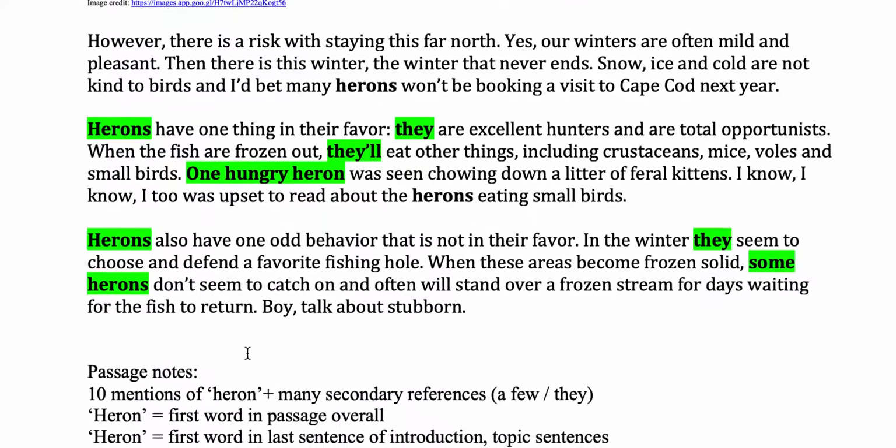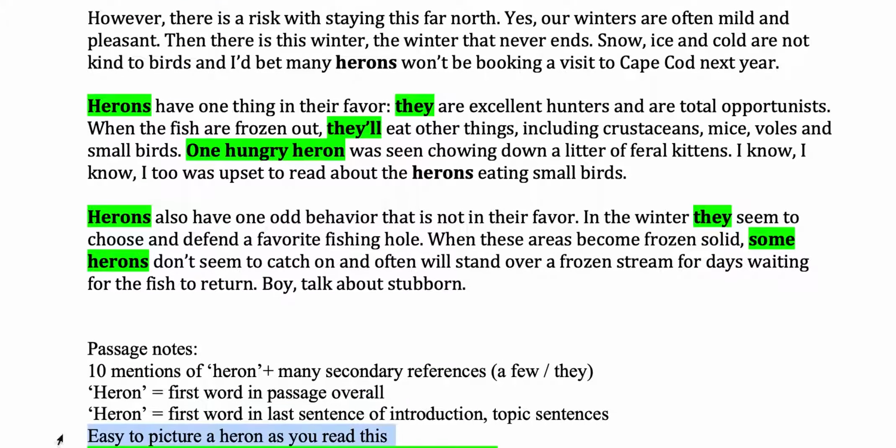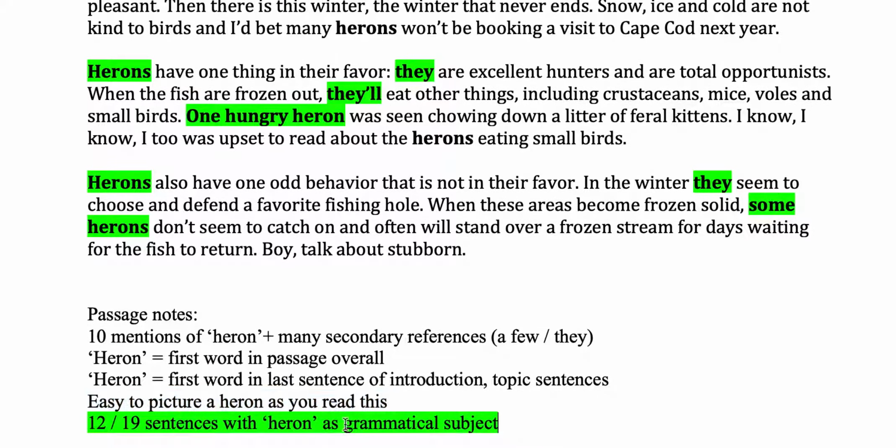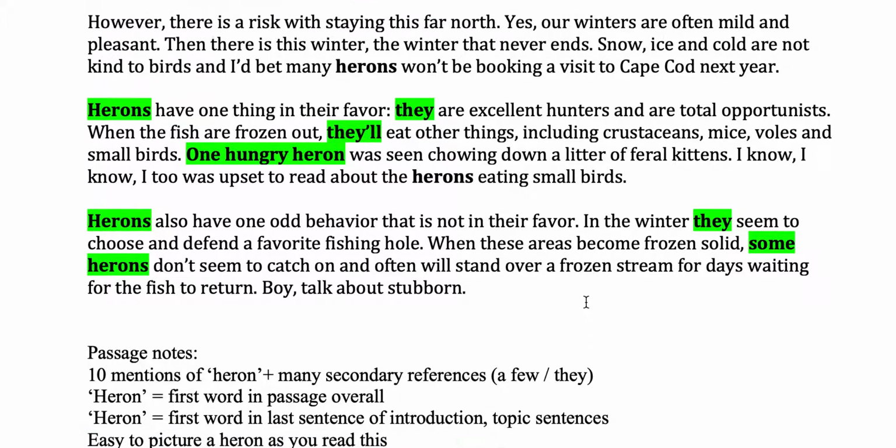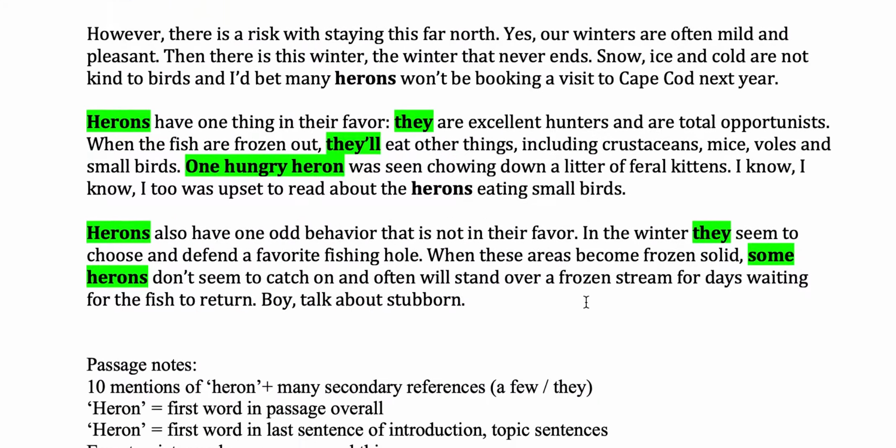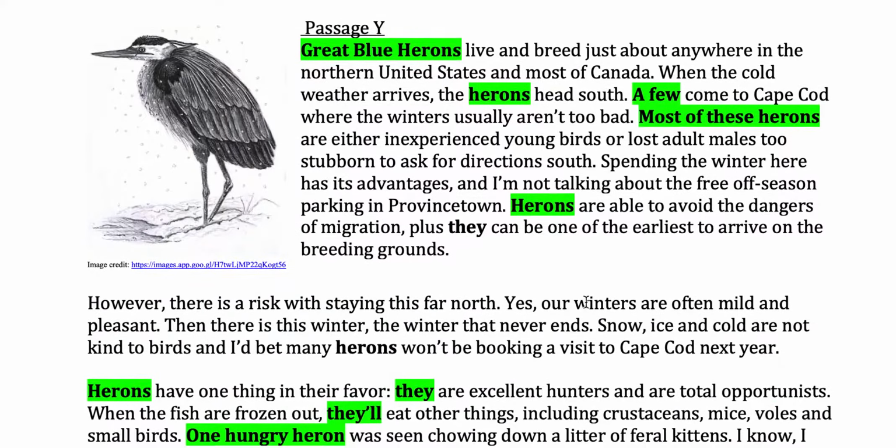Okay, but there's another important thing happening here. I mean, aside from us being able to easily picture a heron as we read this. Now, take a look at the sentences that are in green highlighting here. These are sentences where heron is the grammatical subject, and if you look, most of the sentences in here, in fact 12 out of 19, have heron as the grammatical subject. All right, this means that herons are doing the actions, they're doing the verbs, right? Herons are the ones living and breeding, heading south, coming to Cape Cod, and avoiding the dangers and hunting and fishing and so on. They're driving the action forward.